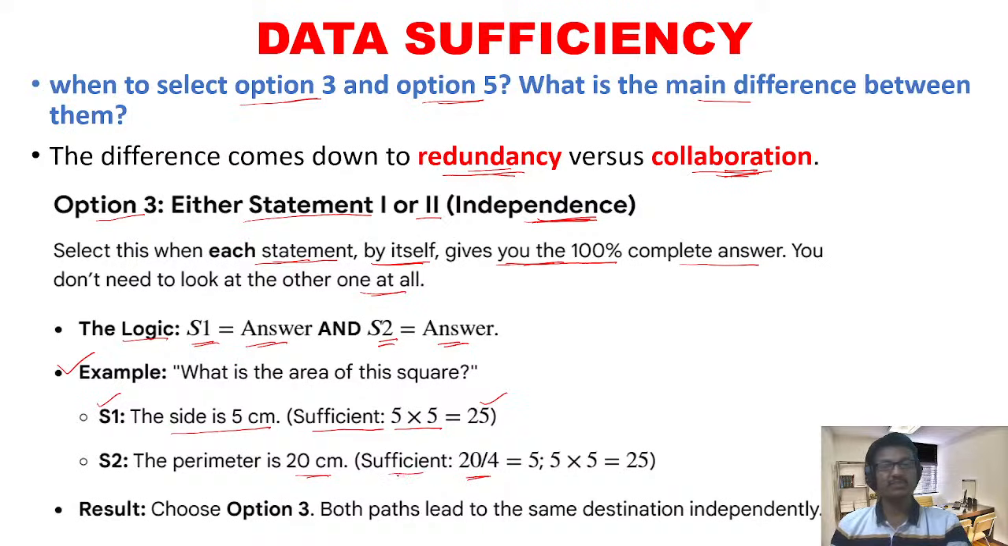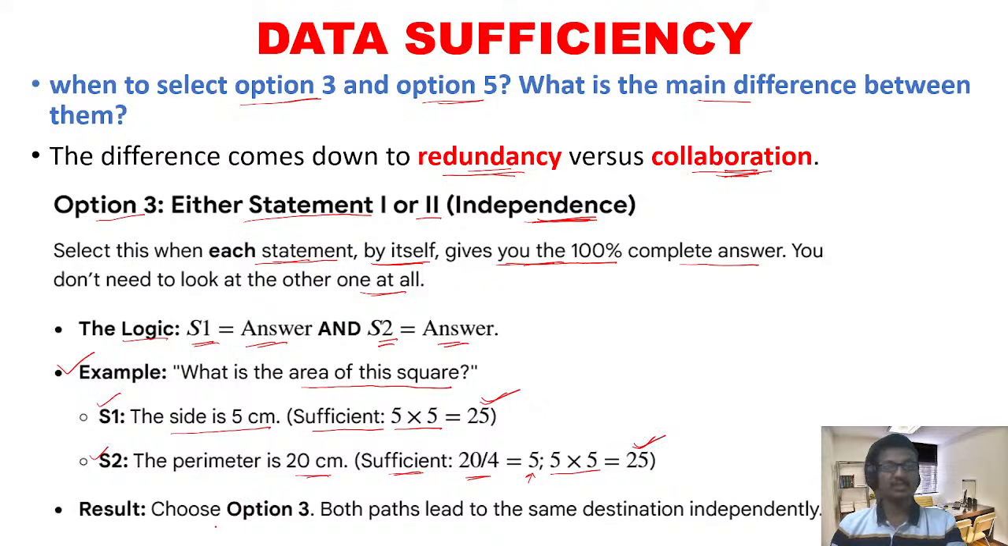Okay, so that means this second statement is also sufficient. Once you divide the perimeter by 4, you get the side. Once you get the side, side multiplied by side gives you the area. So that means you are able to derive the area of the square by using statement 1 alone, or statement 2 alone.